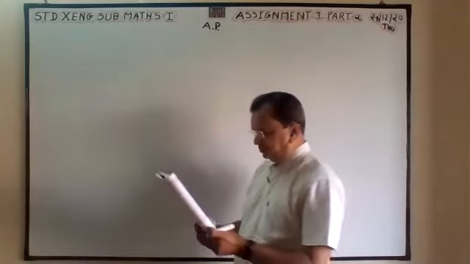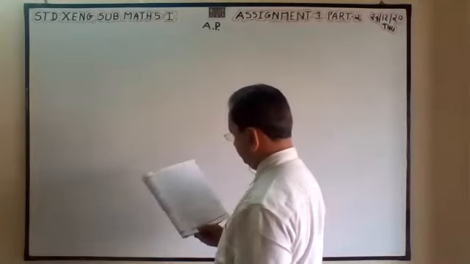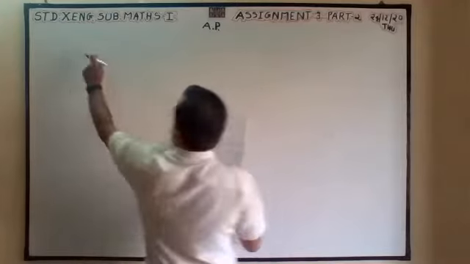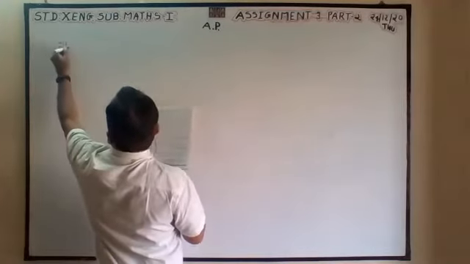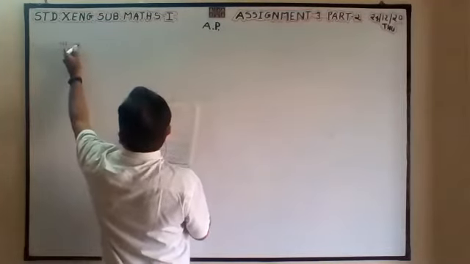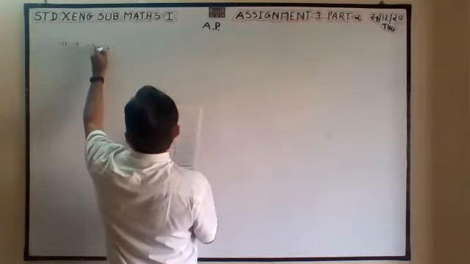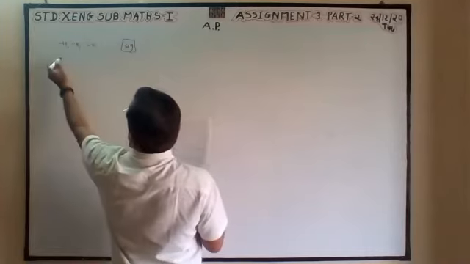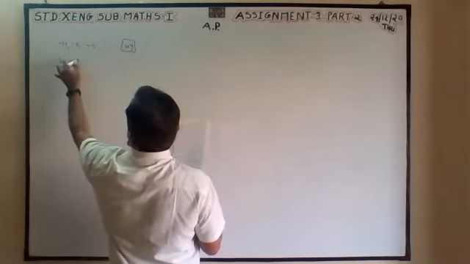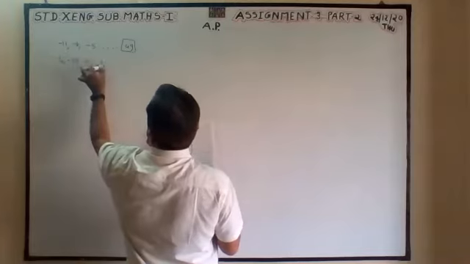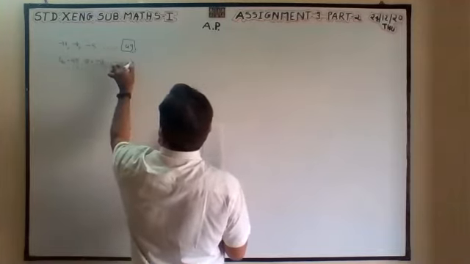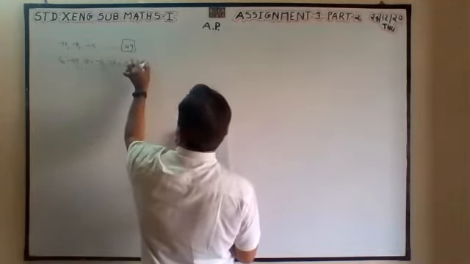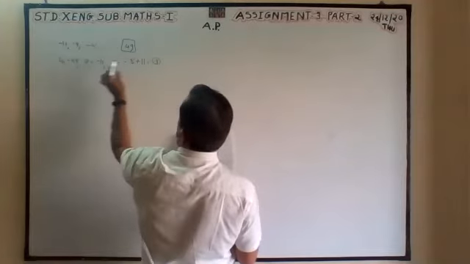Find the fourth term from the end. From the end, we have to find the fourth term. But first, find out how many terms there are. So the last term is 49, A is equal to minus 11. The difference is minus 8 minus minus 11, which is equal to 3.